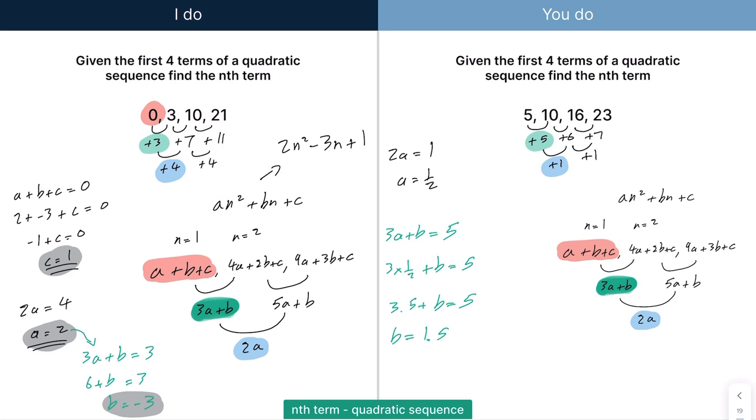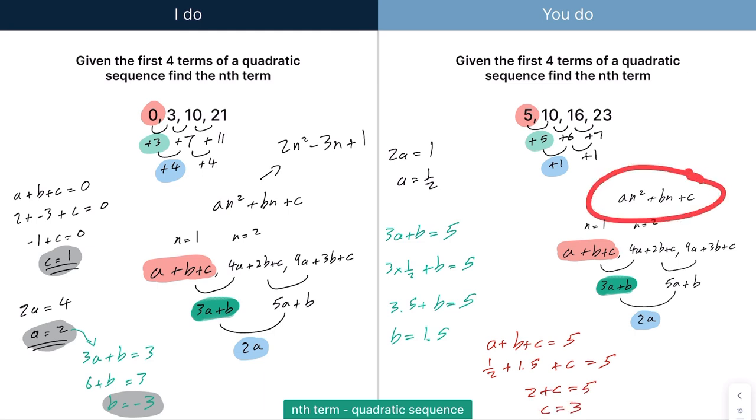And finally, we are going to do this. So that is going to be that and that there. So we know that a, I'll use red. So we have a plus b plus c is equal to 5. We know what a is, a half. We know what b is, 1.5. We know plus c is equal to 5. So we know a half plus that gives us 2 plus 3 is equal to 5, which means c is equal to 3. And now I just need to substitute that into here.